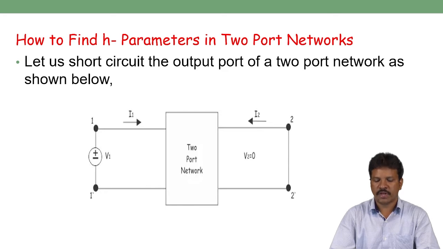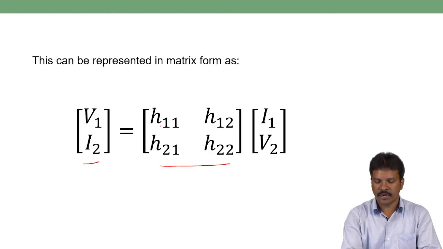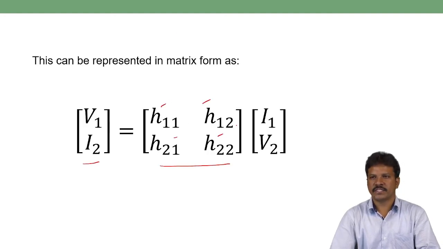Now, how do we find these H parameters in two-port networks? Let us consider a two-port network which consists of 4 variables: input voltage, input current, output voltage and output current. By keeping one port constant, we can find the other port's parameters. So in order to find these 4 H parameters, we keep one port constant to get the other.